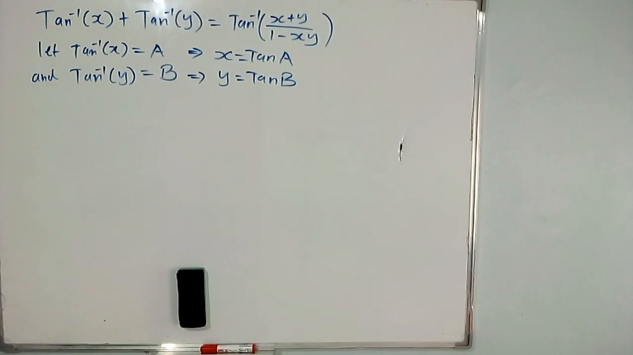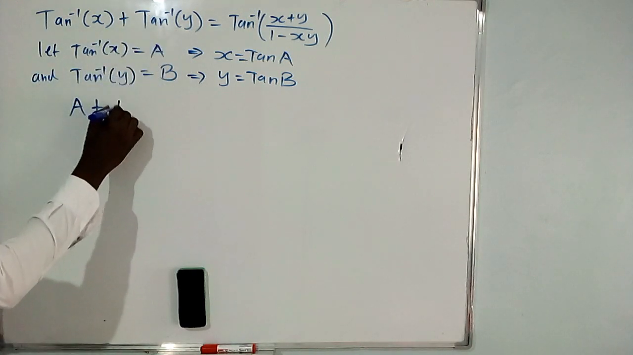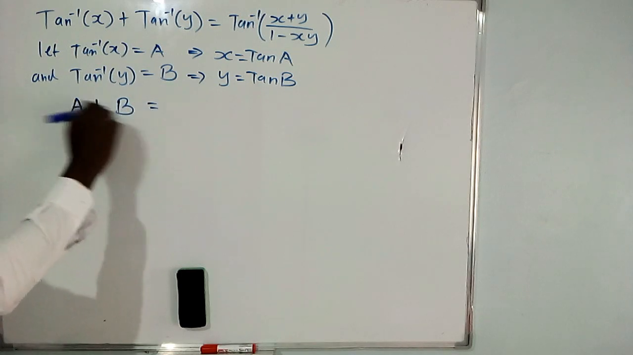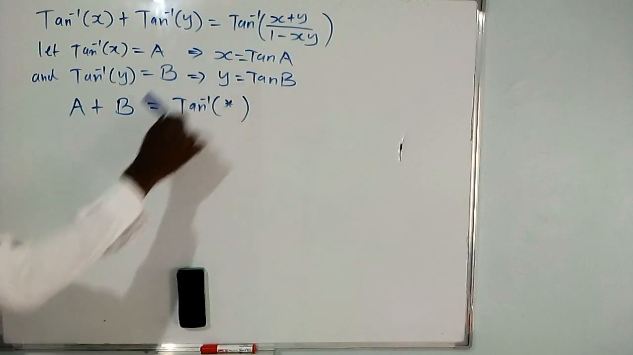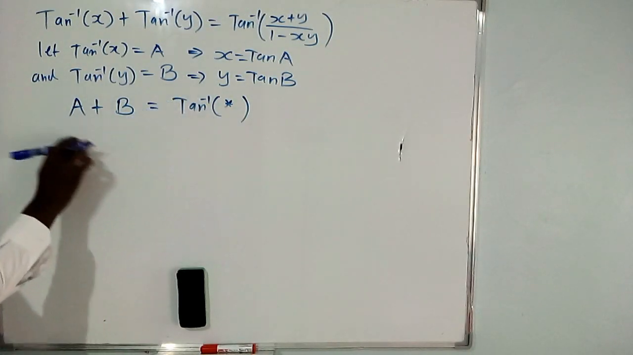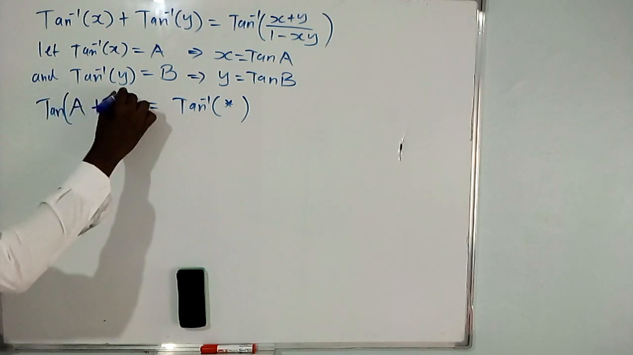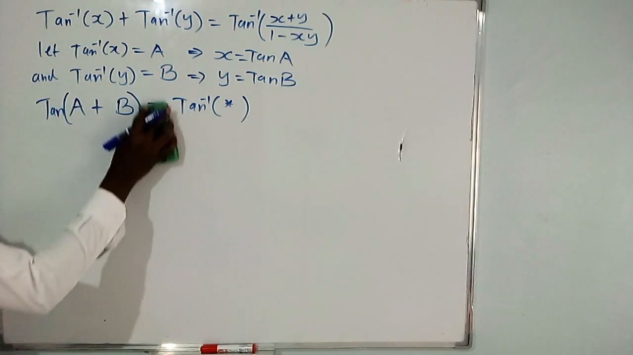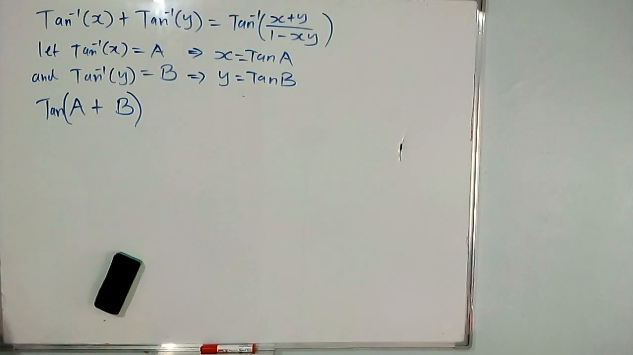So from here you can now see where there is tan inverse of x, you put a, then plus, where there is tan inverse of y, you put b. So a plus b is equal to tan inverse of (x plus y) over (1 minus xy). When you bring this tan inverse to this side of the equation, it becomes tan. So you will have tan of (a plus b). You don't need to record what is on the right hand side, meaning we will start with tan(a plus b).